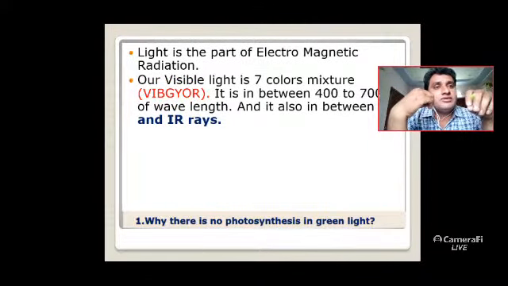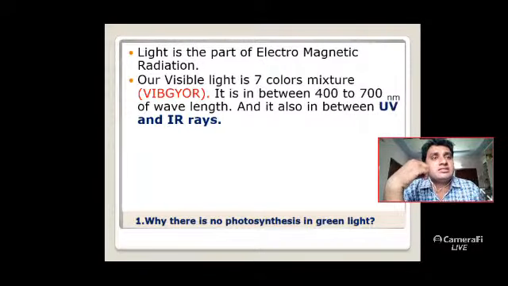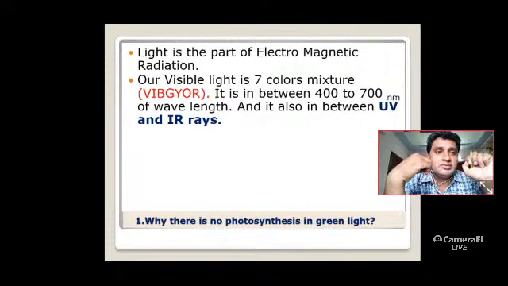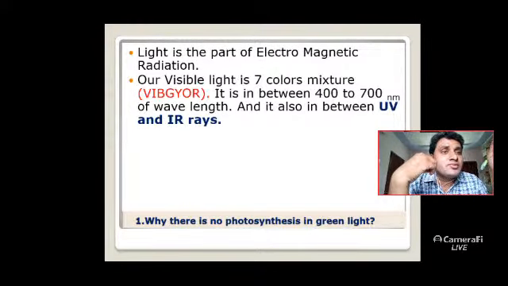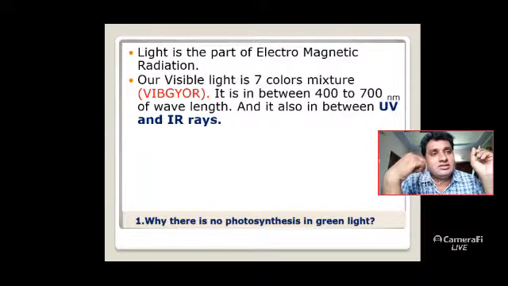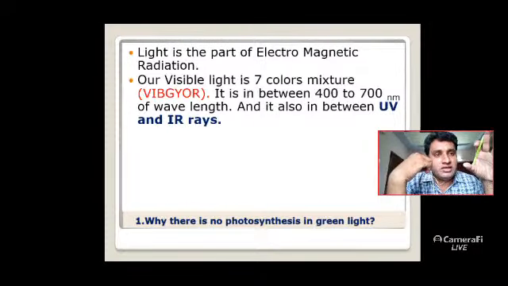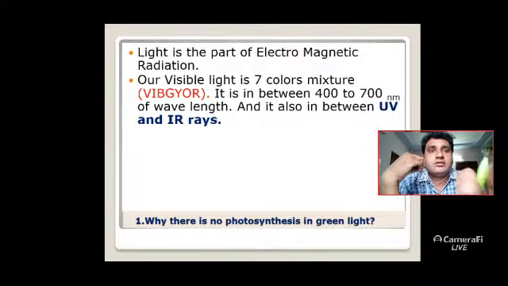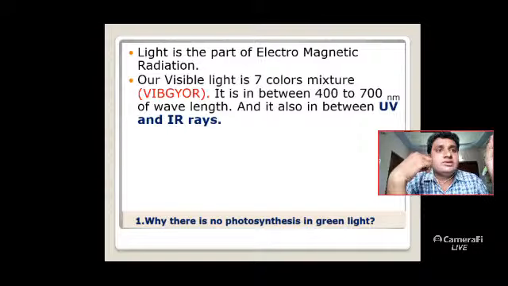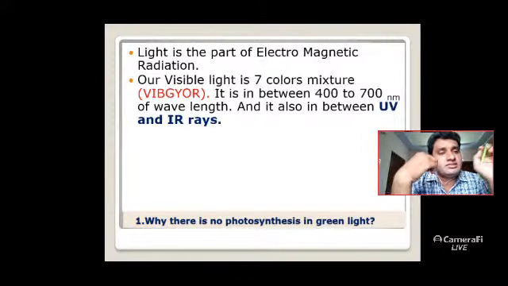These 7 colors you can find in the wavelength range from 400 to 700 nanometers. It lies between ultraviolet rays and infrared rays. You have an idea of gamma rays, cosmic rays, radio waves; all these rays may be there. Among all these, visible light is in between ultraviolet rays and infrared rays.